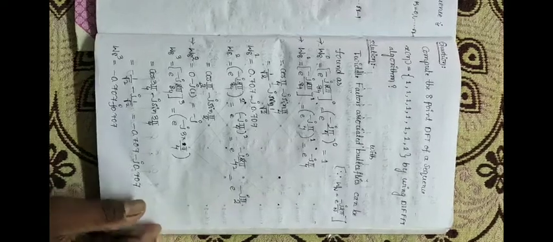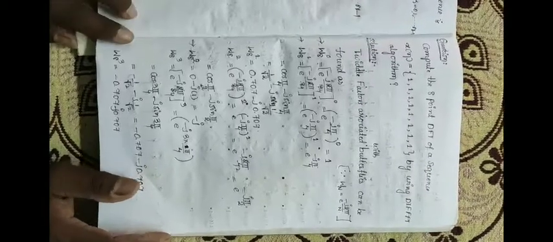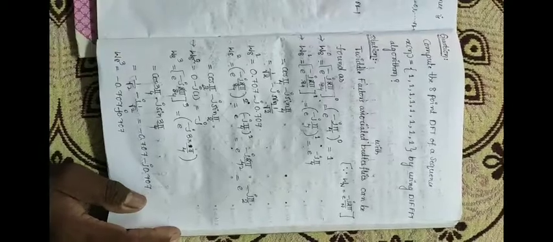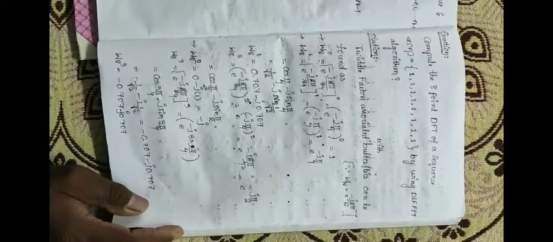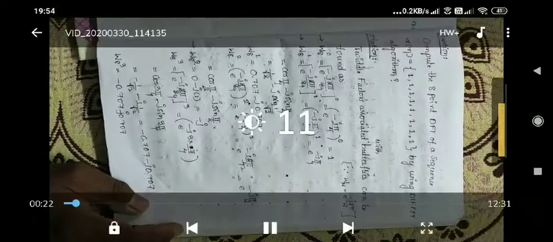Discussed the decimation in time FFT algorithm. We already did a problem in the last lecture, that is 3 hours. So the next type of FFT algorithm is the DIF FFT algorithm, that is the second type of fast Fourier transform.